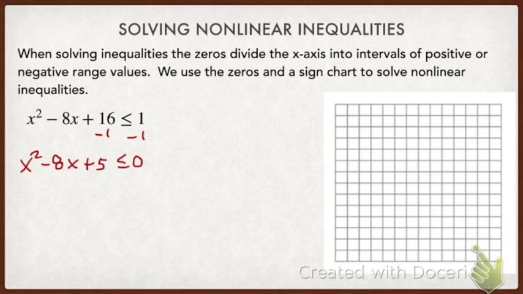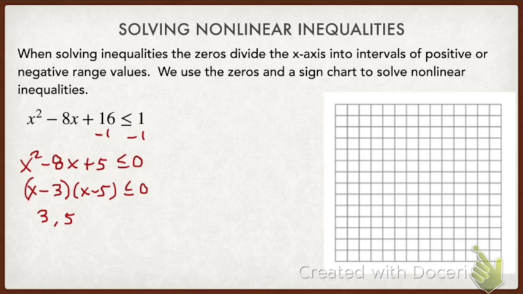From here we do our normal solving techniques. We are going to factor it. So x minus 3, x minus 5, less than or equal to 0. So our solutions from this are 3 and 5. So this is where it crosses the x-axis.